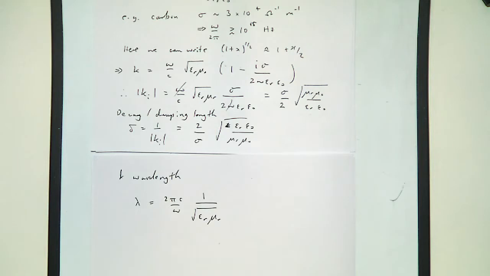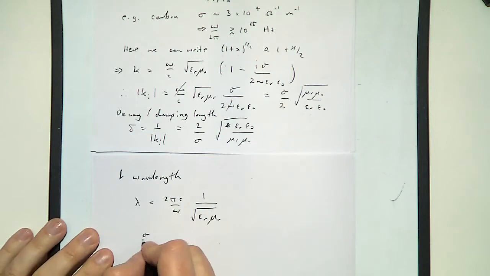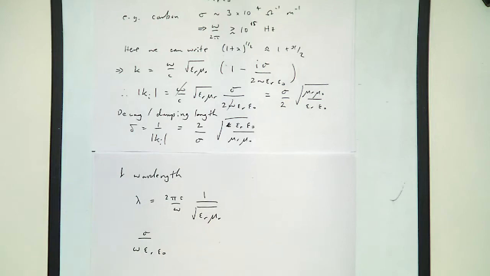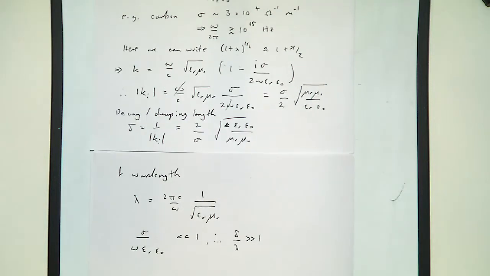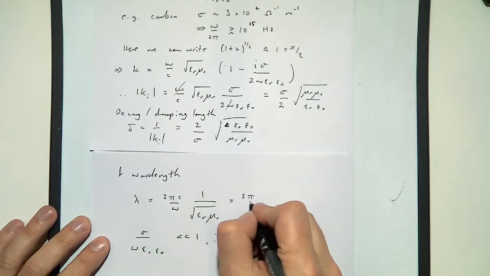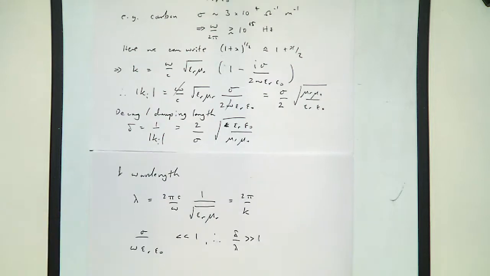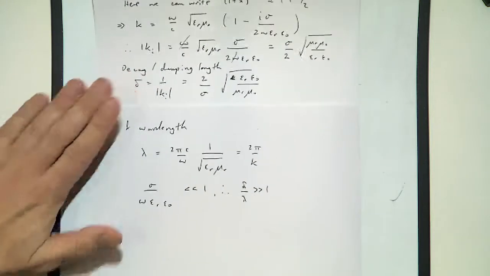So hopefully you can convince yourself, since sigma, well, we already said, didn't we, that sigma over epsilon r epsilon naught, that was our condition for the conductivity in the first place, is much, much less than 1. So therefore, delta over lambda is much, much bigger than 1. The decay length is much bigger than 1 wavelength. Remembering, of course, this is 2 pi over k here. So if we draw that pictorially, it looks like this.